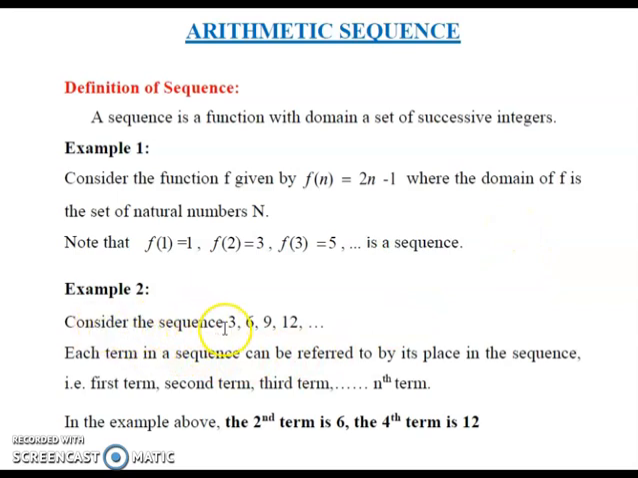Consider the sequence 3, 6, 9, 12 and so on. Each term in a sequence can be referred to by its place in the sequence. That is first term, second term, third term, fourth term and so on, so nth term. In this example, the first term is 3, the second term is 6, the third term is 9 and the fourth term is 12.